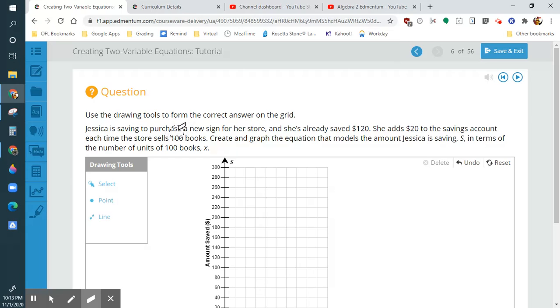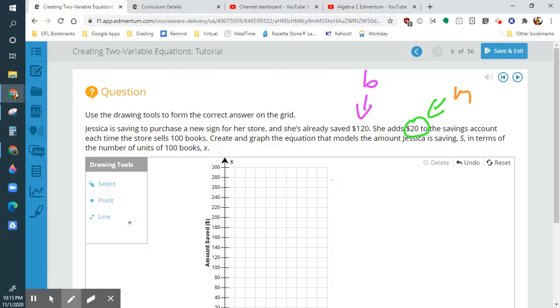So Jessica's saving to purchase a new sign for her store. She already has this much. She adds that much to her savings account each time. The store sells 100 books. Create a function where x represents the terms that she sells 100 books. So this is a linear function. You can tell because the rate is constant. It's not changing, the rate at which this is changing. So in other words, this is going to be our starting point, our B, and the rate of change is going to be our M.